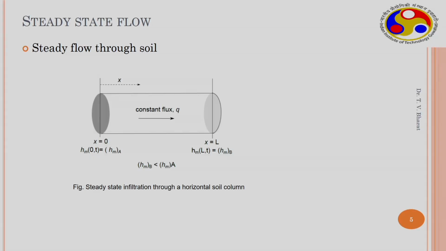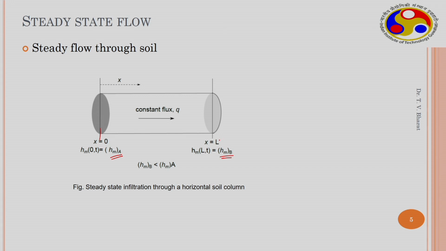So this is a particular example where we have a soil column, a horizontal soil column, where at two different boundaries we maintain two different matrix suction values. So here at x equal to 0, we maintain one particular matrix suction, that is HM, matrix suction head A, and at another section we maintain a different matrix suction value, that is HMB. So how do we maintain is another question. We can maintain through axis translation technique. We can maintain one particular suction here and another particular suction here.